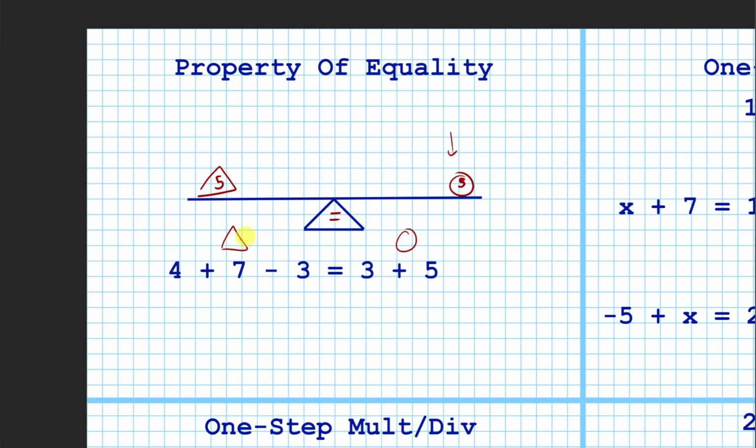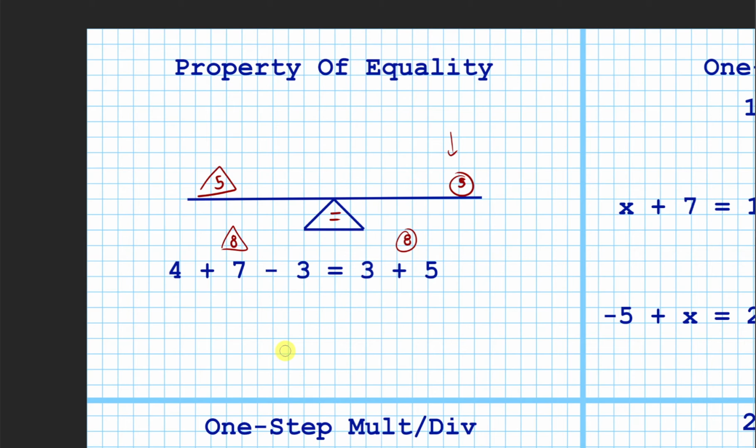And let's prove that to be true. 4 plus 7 is 11, minus 3, equals 3 plus 5. 11 minus 3 is 8, and 5 plus 3 is 8. So there you go, just to prove it, that even though they look different on the outside, one has 3 terms, one has 2, they both weigh 8. These sides of the equation are equal. That's the whole point of an equation.